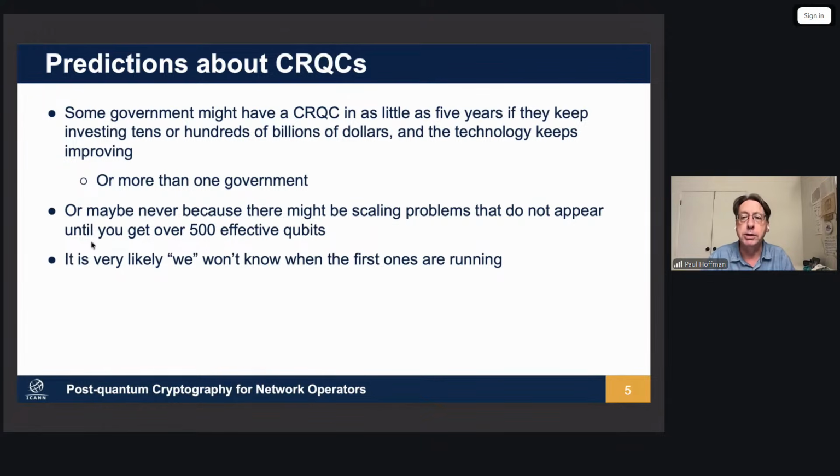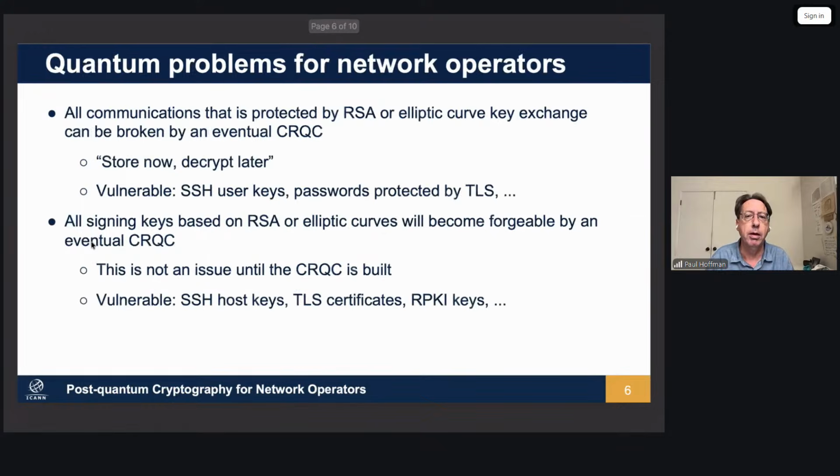But the outcome of this is, because this is really going to probably be spy agencies and such like that, we're not going to know when the first cryptographically relevant quantum computer is built. They want to keep that a secret. So these predictions are just our best guesses.